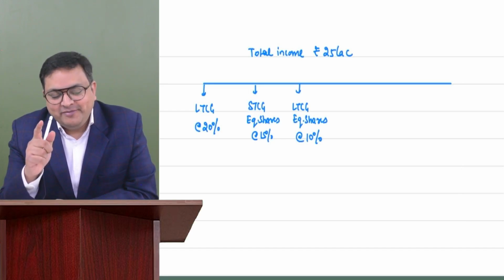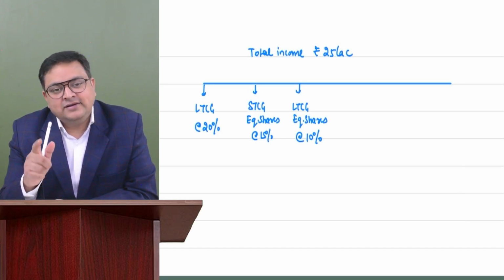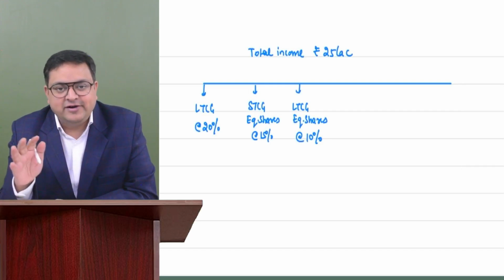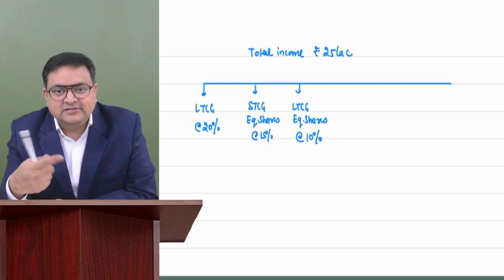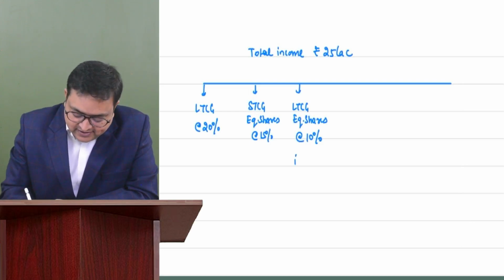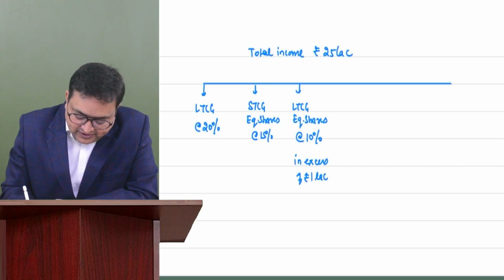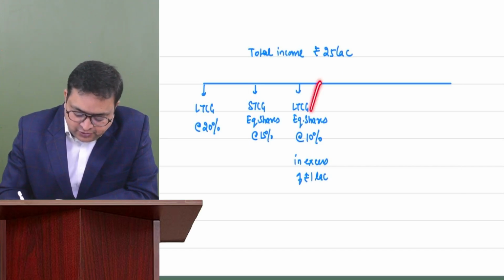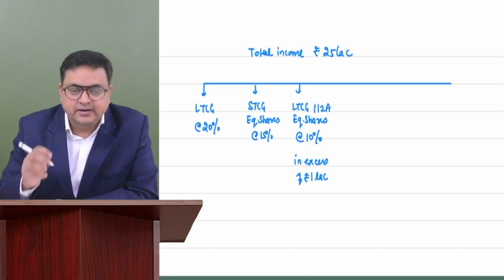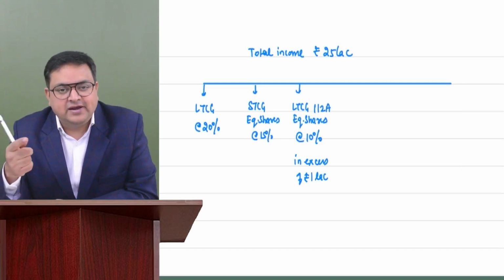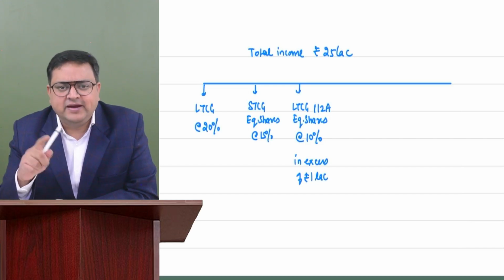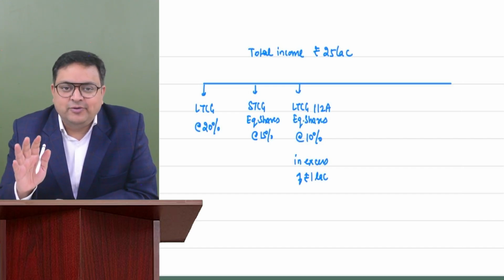Now, please don't make a mistake over there. You understand? Students will remember that on 112A, the tax rate is 10%. But please also remember, it is in excess of 1 lakh. In excess of rupees 1 lakh. So let's say if you have 112A income of, let's say, 5 lakh rupees, don't apply 10% on 5 lakh. No, in excess of 1 lakh, it would be 5 minus 1, 4 lakh. There you have to apply the 10% rate.